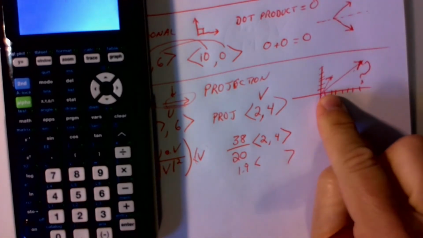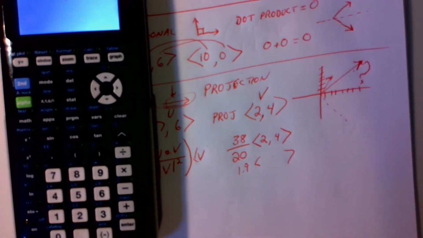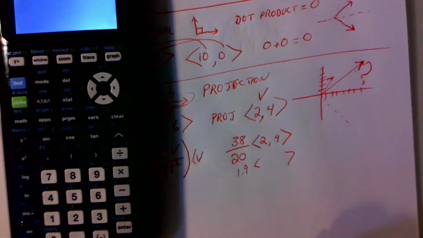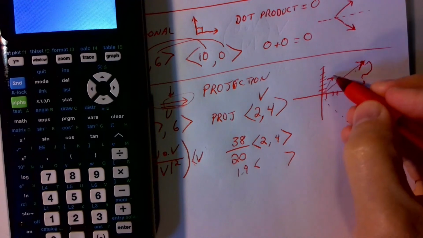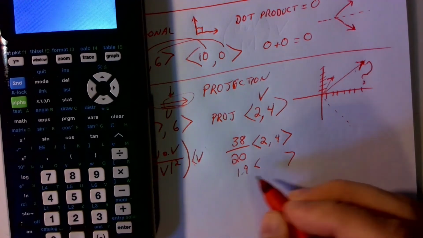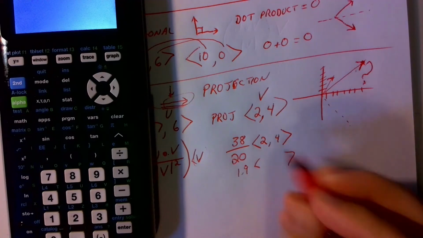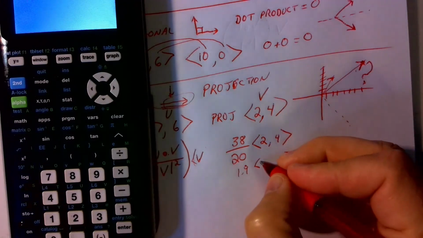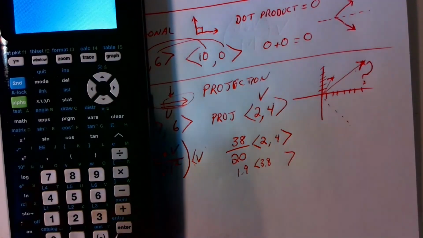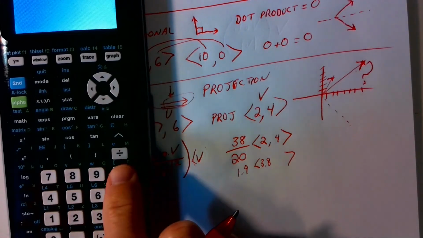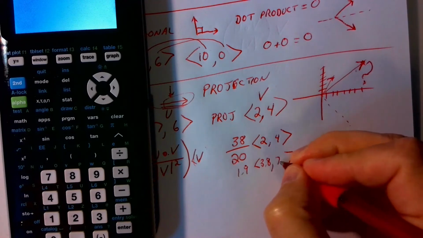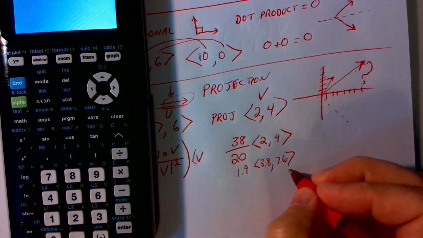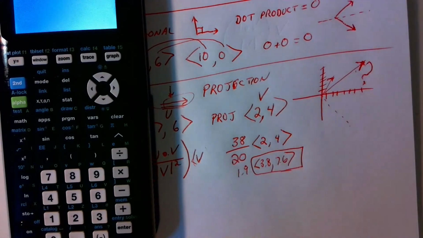And the reason is this original vector was really long, right? Let me clear that up a little bit, sorry. The original vector is really long, so it should have a pretty substantial effective force in that direction. So 1.9 of whatever this is. So 1.9 times 2 is 3.8. 1.9 times 4 is 7.6. Okay, so this is my new vector.